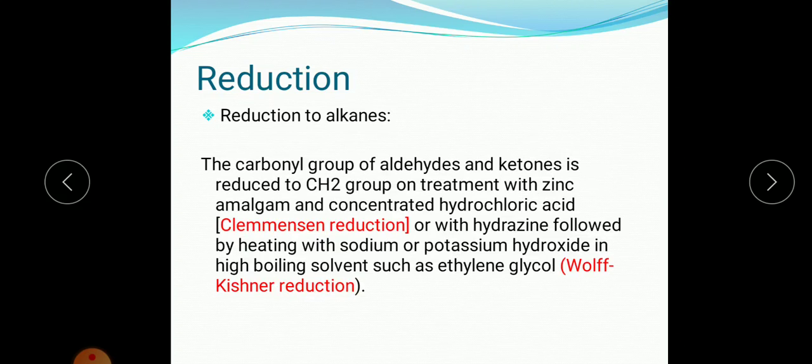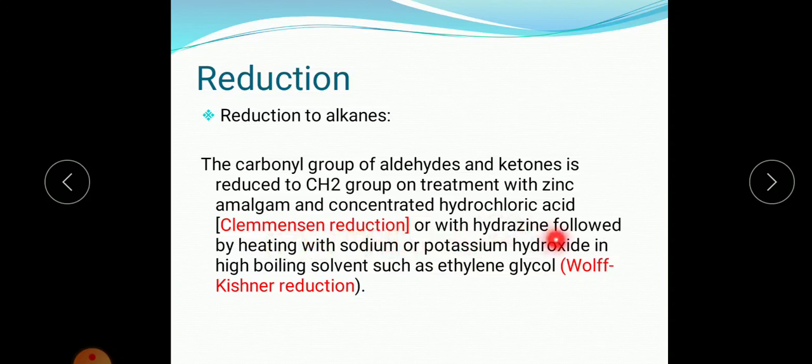Next, we can also reduce aldehydes and ketones to alkanes. The carbonyl group of aldehydes and ketones is reduced to a CH2 group. The carbonyl group, C double bond O, can be reduced to a CH2 group on treatment with zinc amalgam and concentrated HCl, and this is known as the Clemmensen reduction reaction. So when you take an aldehyde or ketone and treat it with zinc amalgam, that means Zn and Hg, in the presence of concentrated HCl, it will form CH2. That is known as Clemmensen reduction.